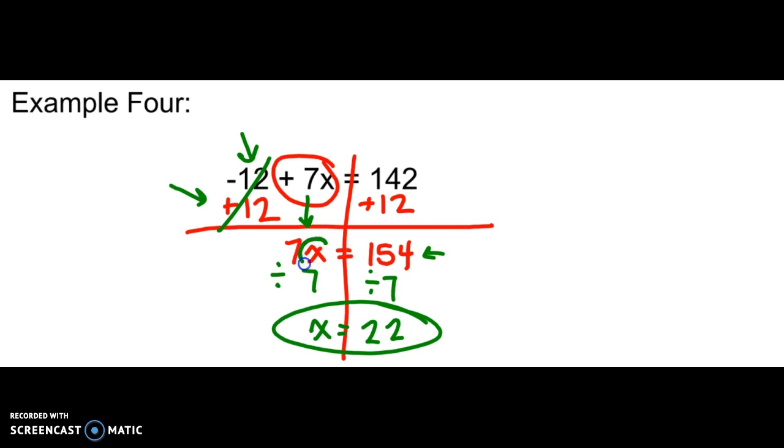So then again, I needed this x by itself. 7 times x, to undo that, I needed to divide by 7, which got rid of those on this side. But that meant that I needed to divide by 7 on the other side, so I was left with x equals 22. So that brings us to the end of our little video notes. You can now move on to your next activity.